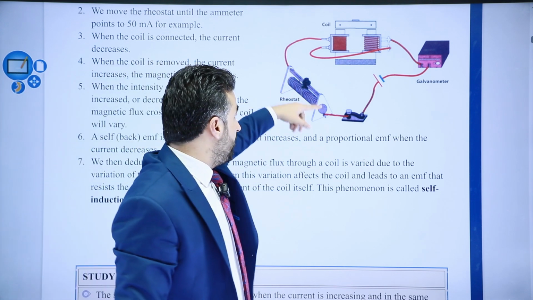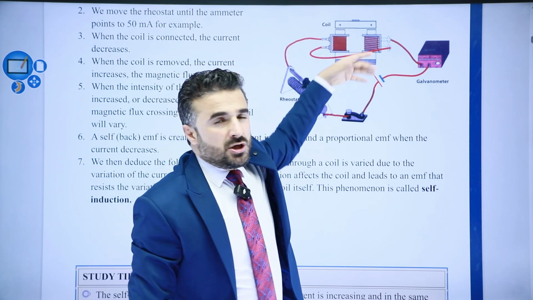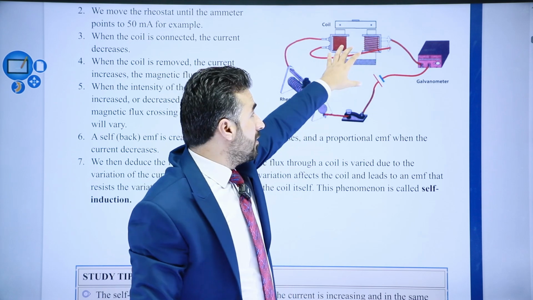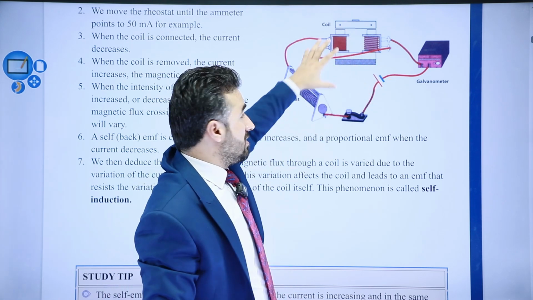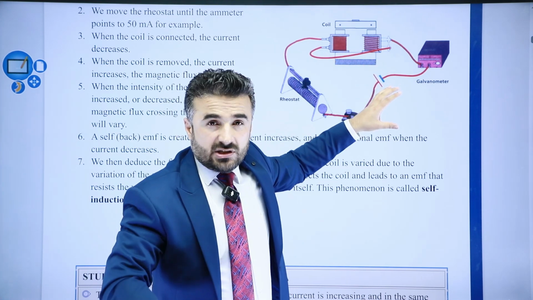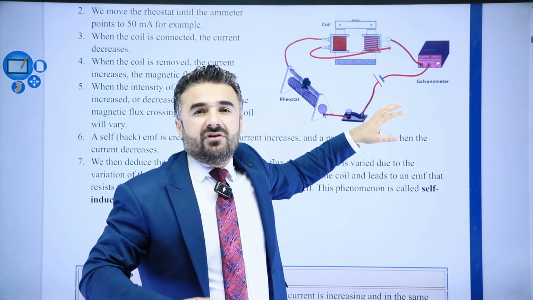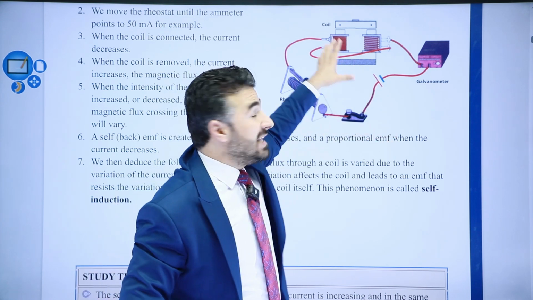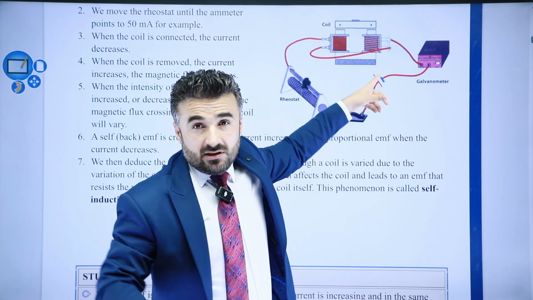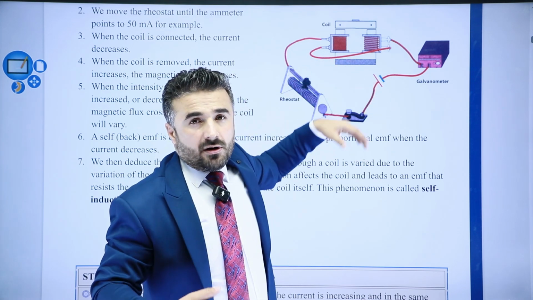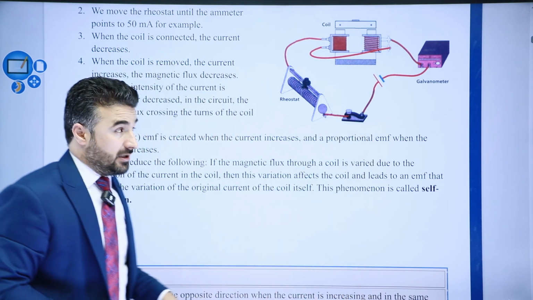So as long as you are increasing or decreasing the current here, there is a change, a variation, in the magnetic field lines that cut through the coil. And as long as you are doing this, there is an induced current generated. This current will have its own magnetic field. So these two magnetic fields will oppose one another in case of increasing the current in the circuit. And they are in the same direction in case of decreasing the current of the circuit.